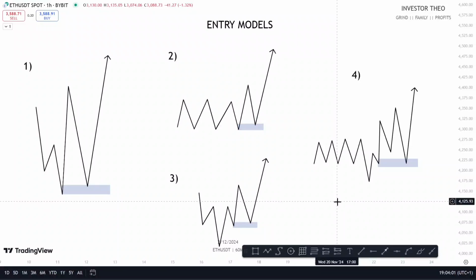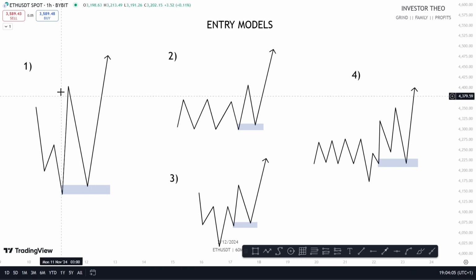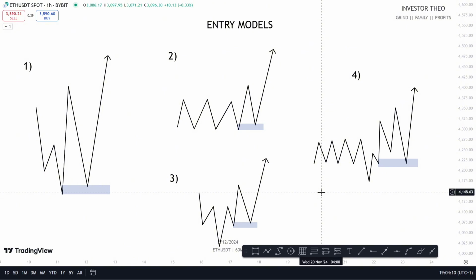In today's video, I'm going to be teaching you high probability entry models for you to trade to make good profits. You can clearly see I have 1, 2, 3, 4 on my chart. I'm going to be explaining how you can work with them today.